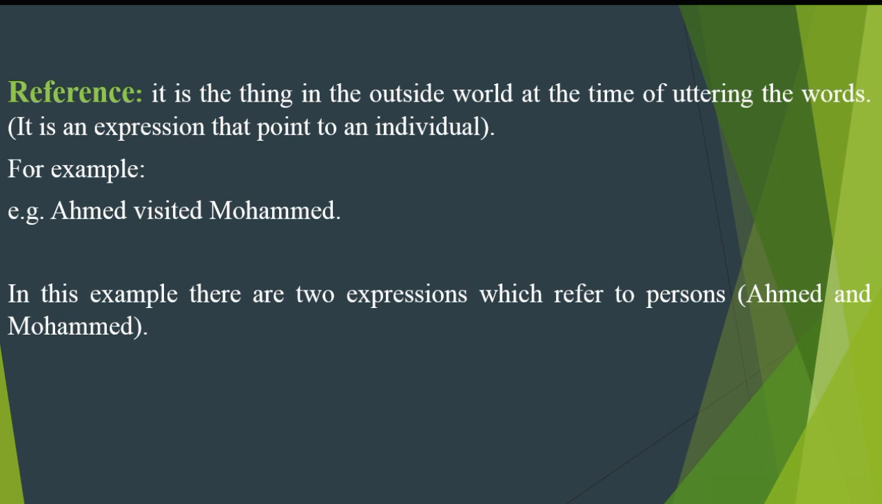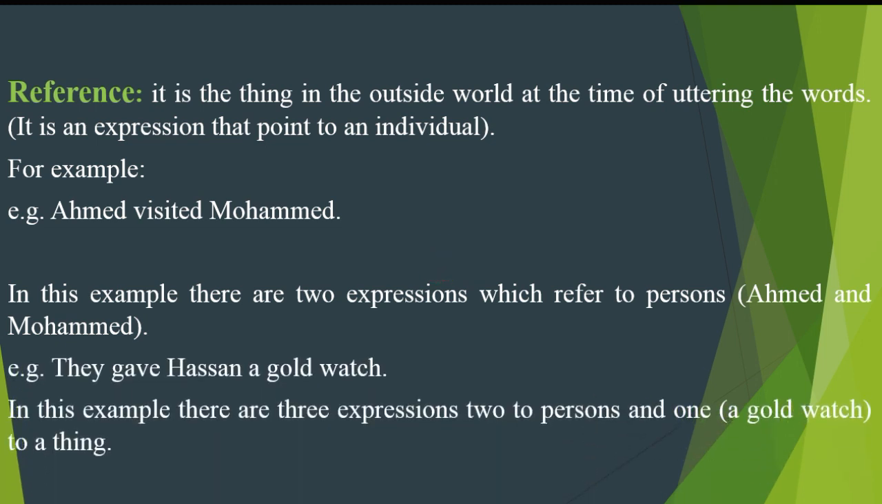Ahmed is a reference, Muhammad is a reference. They gave Hassan a gold watch. In this example, there are three expressions, ثلاث تعابير, to refer to persons: they, a pronoun that points to persons, Hassan, a name that points to a person, and a gold watch, which points to a thing. So we have in this example three references.